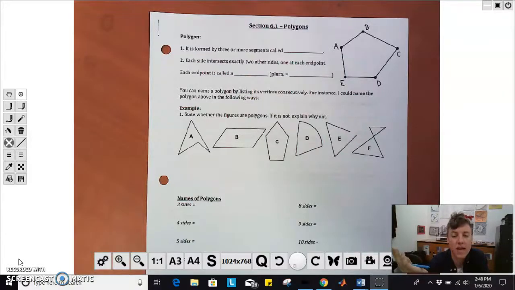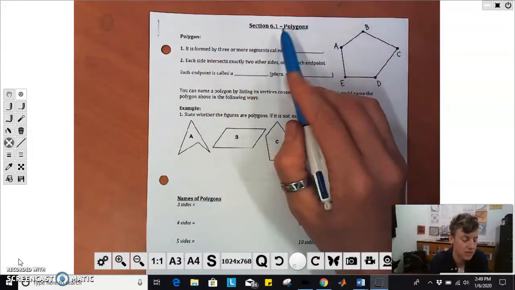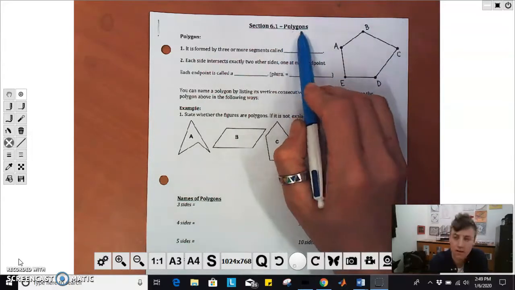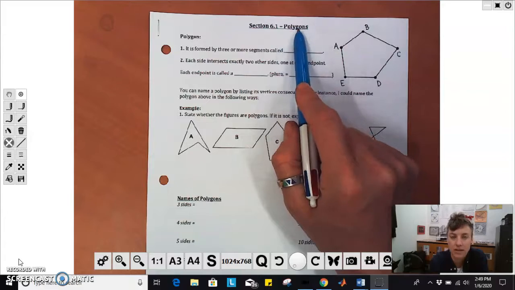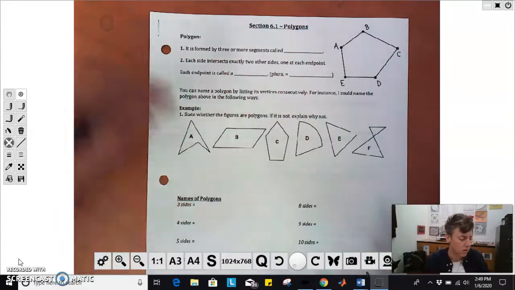Scholars, welcome back. Starting off semester 2, we're going to talk about some polygons. What's poly mean? Many. Gon means side. So these are many sides. Sweet. What do we know about polygons?